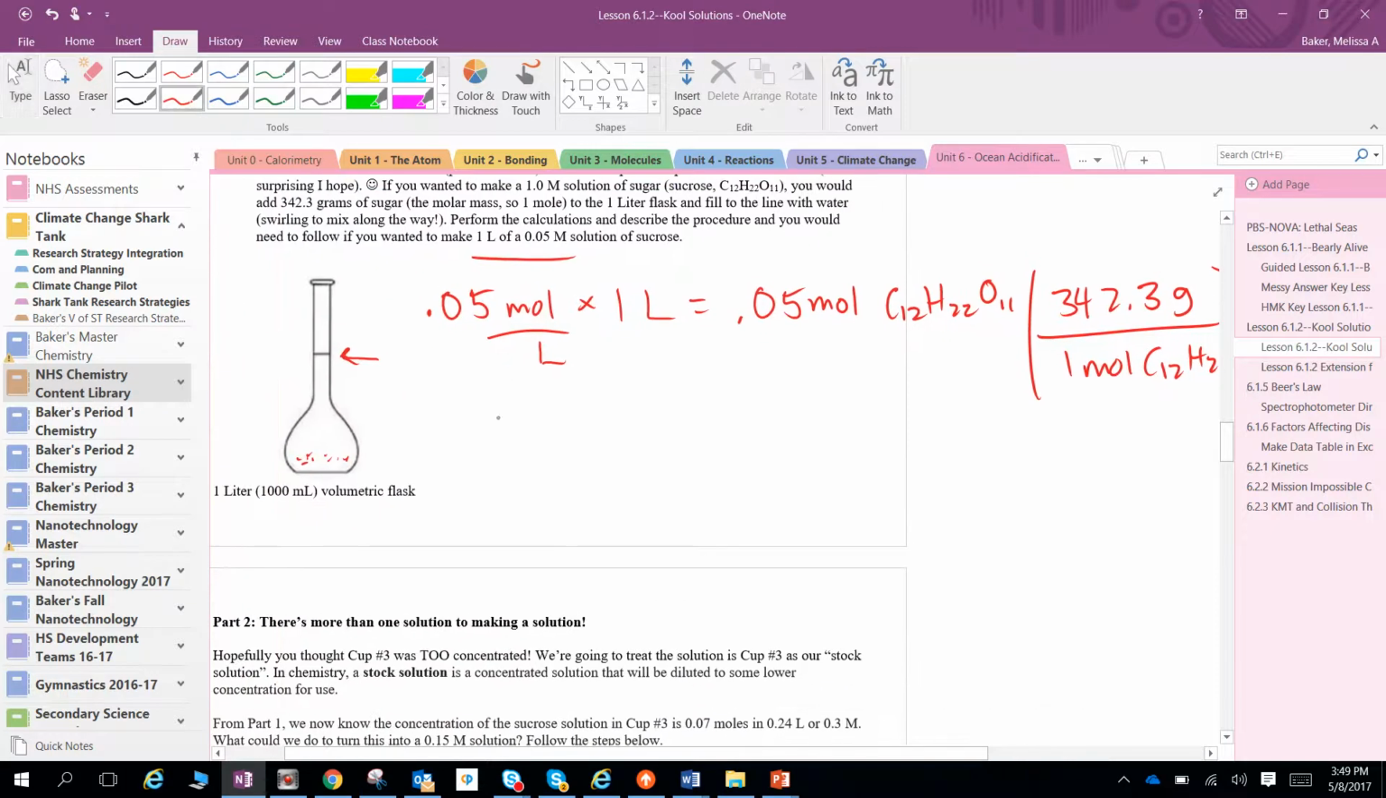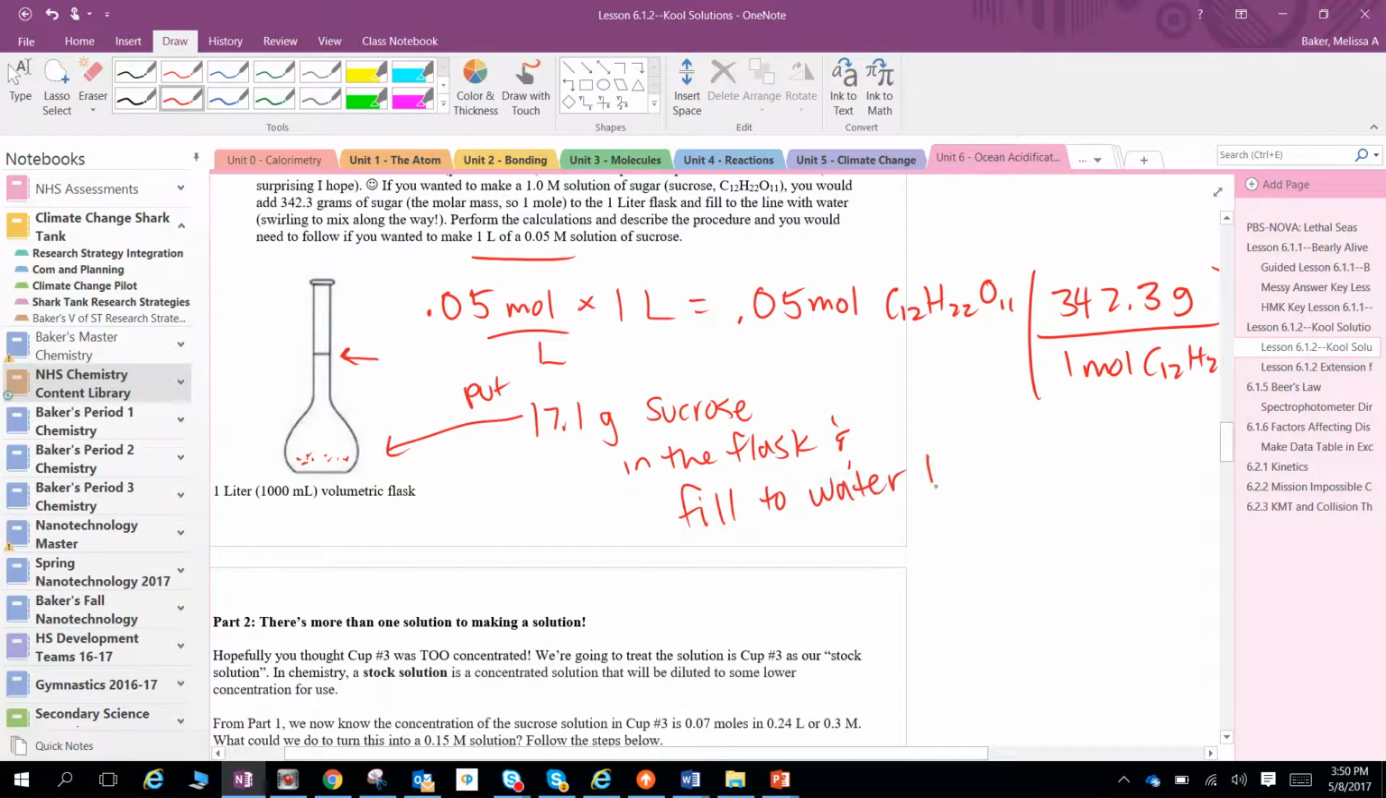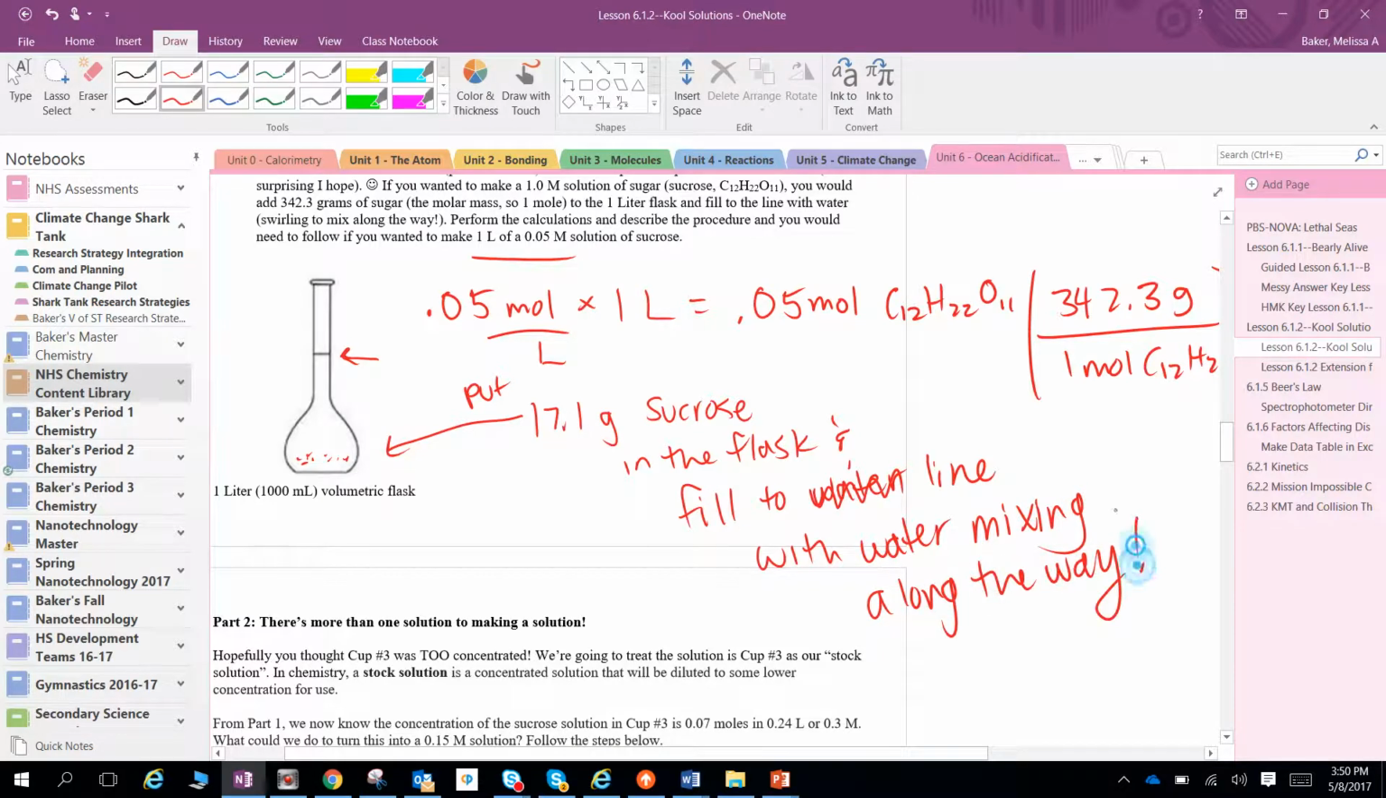And so I would put 17.1 grams of sucrose in the flask and fill to the water line. I guess I should say fill to the line with water, mixing along the way. What I've done there is I've added exactly that 0.05 moles of sucrose and made a 1 liter solution. So I've got a 0.05 molar solution.